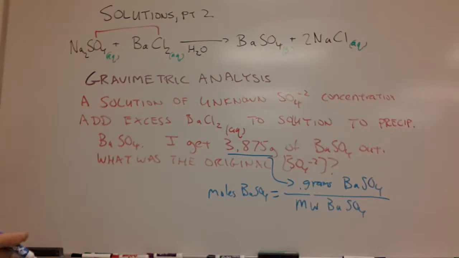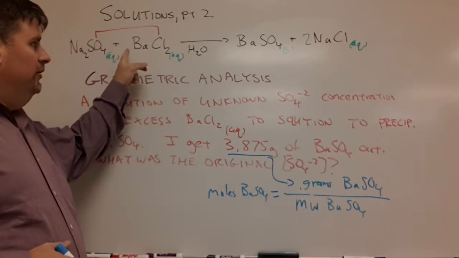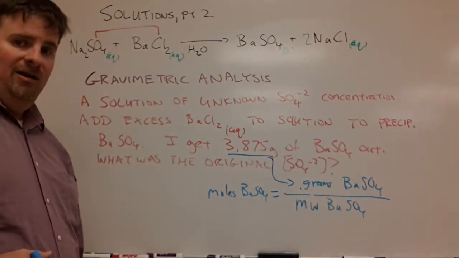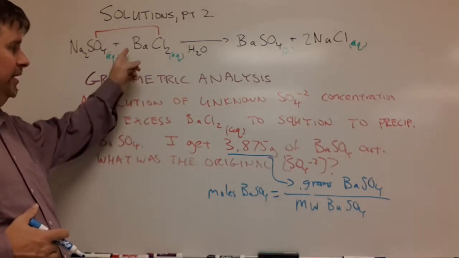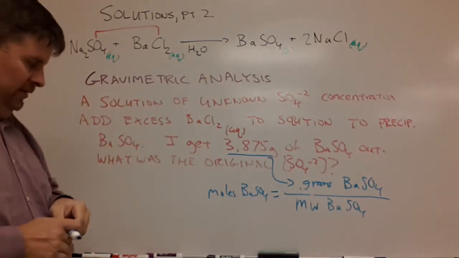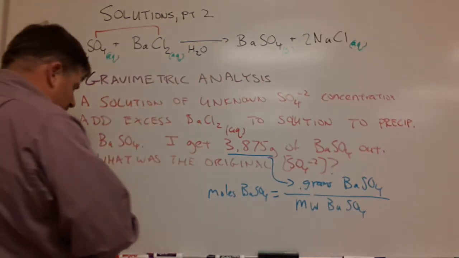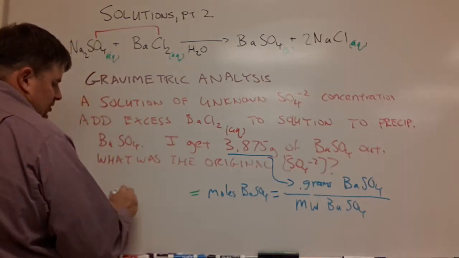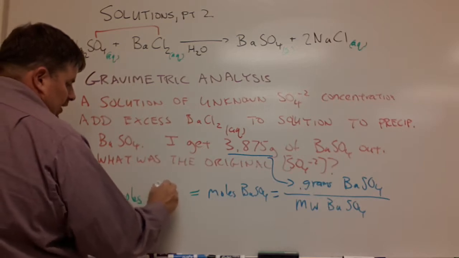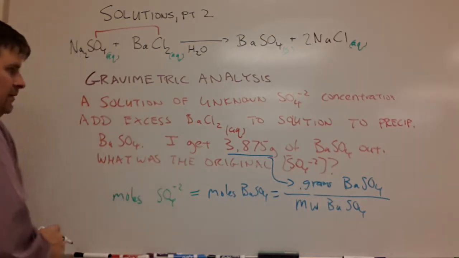Now that we know the moles of barium sulfate, we can use the stoichiometric ratio of barium chloride and barium sulfate to figure out what the amount of original sulfate there was in the solution. If you look at this, this is 1-to-1. So if I get the moles of barium sulfate, I will know at that point the moles of sulfate that was originally in the solution.